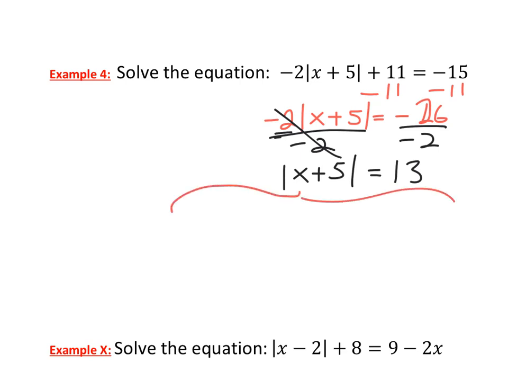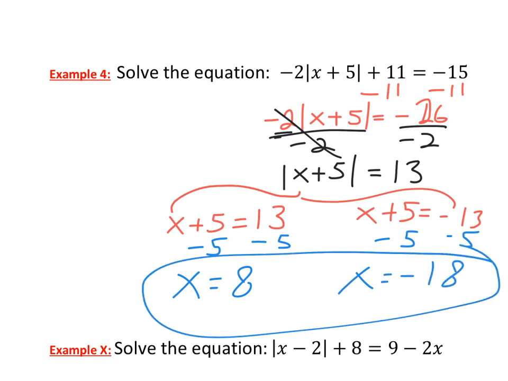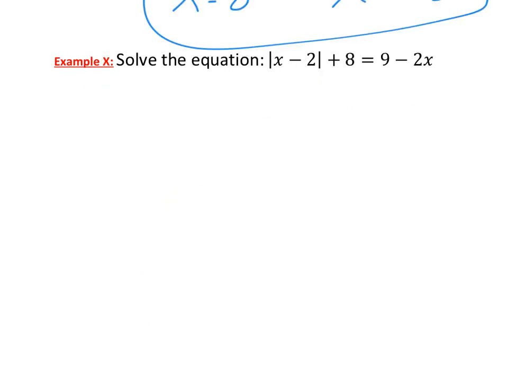So I'll break it up into the possibility that x plus 5 was equal to a positive 13, and the chance that x plus 5 equals a negative 13. And then I'll just finish off each of these equations. Subtract 5, subtract 5. Get x is equal to 8. If I subtract 5 on the other one, I get x is equal to negative 18. Those are my two answers for this equation.